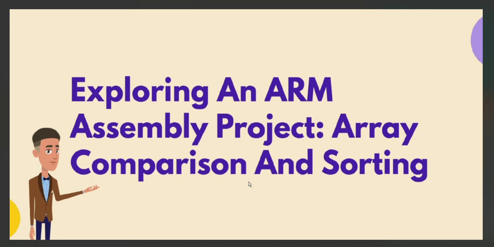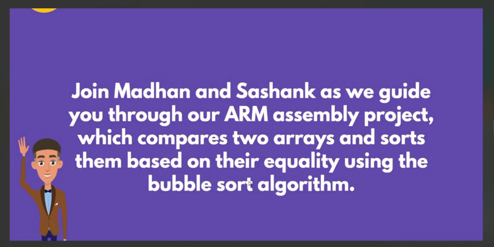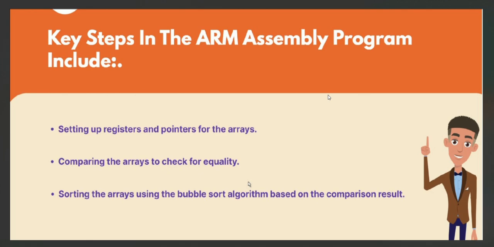Assembly project, array comparison and sorting. Join Madan and Shashank as we guide you through our ARM assembly project, which compares two arrays and sorts them based on their equality using the bubble sort algorithm. Key steps in the ARM assembly program include setting up registers and pointers for the arrays, comparing the arrays to check for equality, and sorting the array using the bubble sort algorithm based on the comparison result.